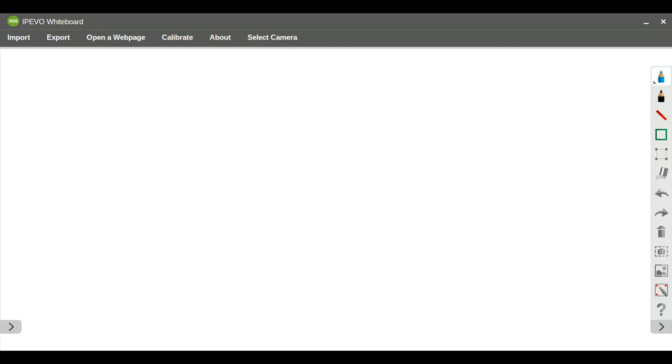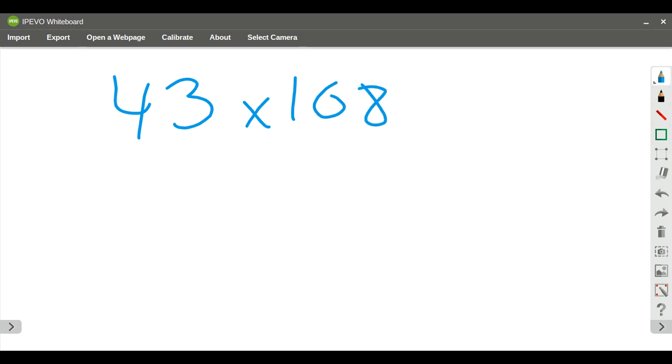Look at problem number 4 in your guided practice. So I have 43 multiplied by 108. So I'm going to see if I can make this an overestimate or an underestimate.